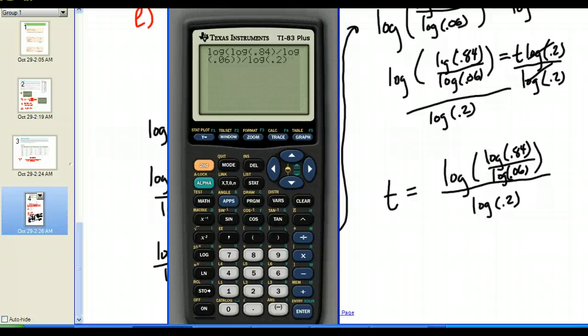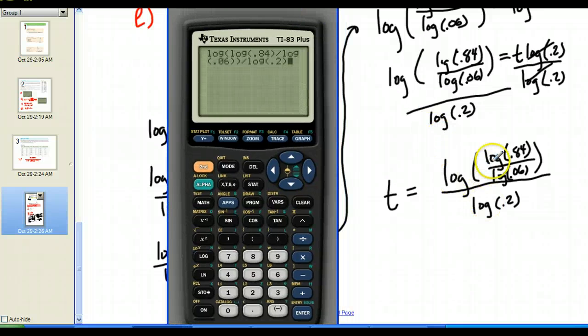Alright, moving this over here so we can see it. Log of the log of the log. Alright, log of parentheses, this is the numerator log, divided by this is the denominator log. Alright, close that. That's all inside of this log, and then that's divided by this log in the denominator. So we get t equals approximately 1.728.